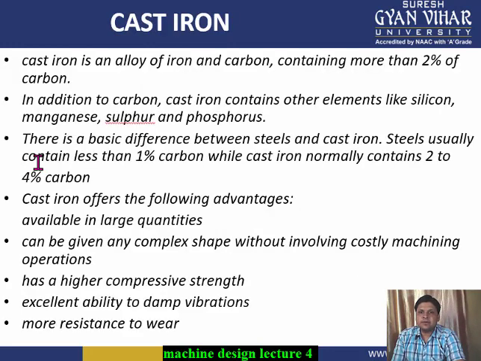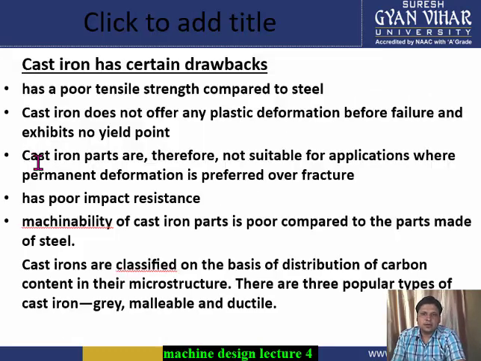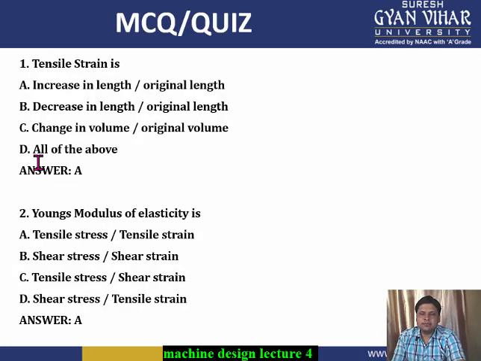Then cast iron properties are very important because cast iron is used very frequently. Many times cast iron is used. So you should know the cast iron properties. What is cast iron? Is it an alloy or a pure metal? You should know. Then there are some drawbacks. If cast iron has some advantages, then there are drawbacks also. Then the MCQs we have discussed to get the understanding.